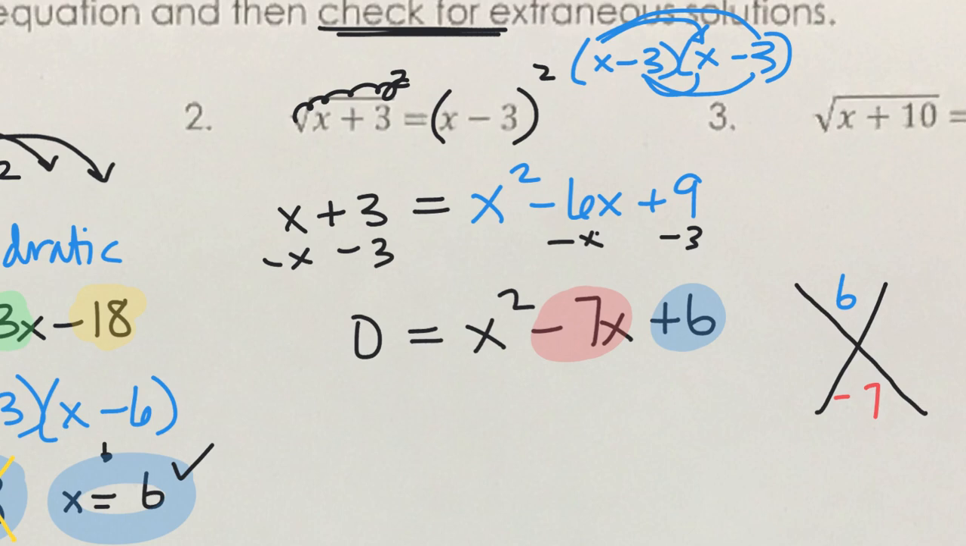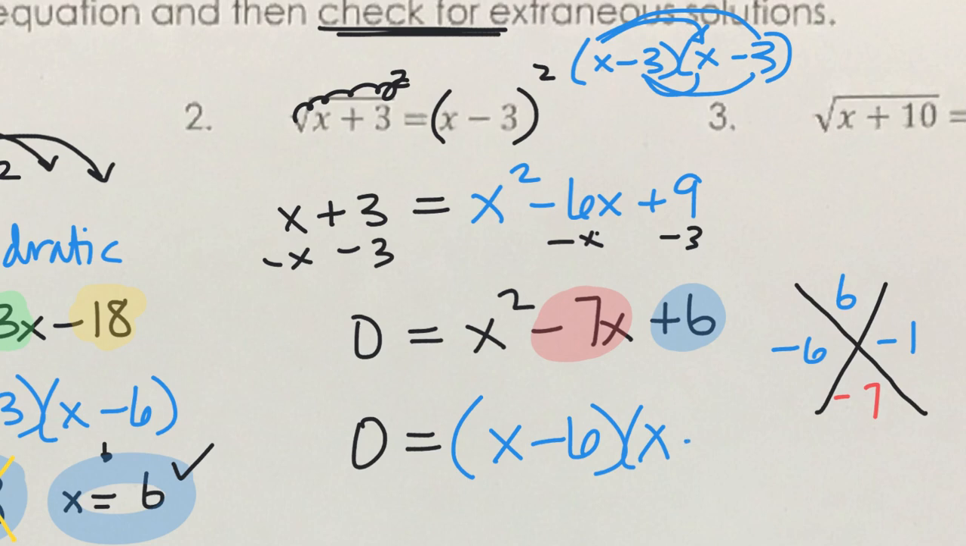And these two numbers are negative 6 and negative 1. When you multiply two negatives together, you get positive 6 on top, and when you add them, you get negative 7 on bottom. So now we change our quadratic into factored form, x minus 6 and x minus 1. So our solutions are positive 6 or positive 1.